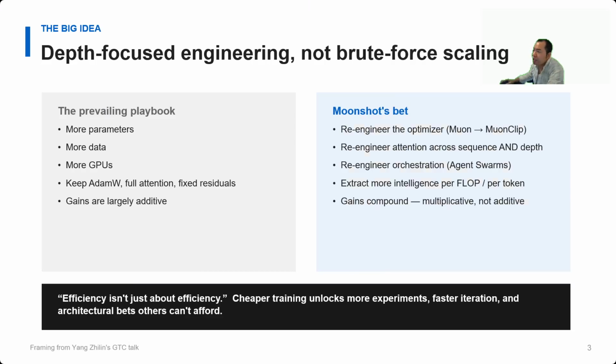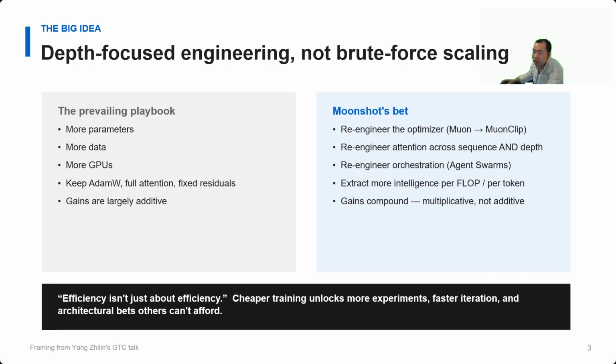All right, let's start with the one idea that organizes everything else. The dominant recipe in frontier AI has been scale: more parameters, more data, more GPUs, while keeping the core machinery basically untouched, with AdamW as the optimizer, standard attention, standard fixed residual connections, and so on. Under that recipe, improvements tend to be additive.